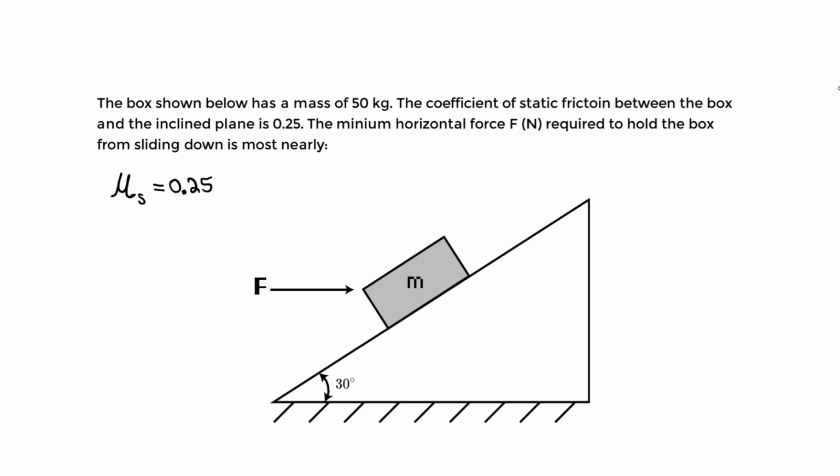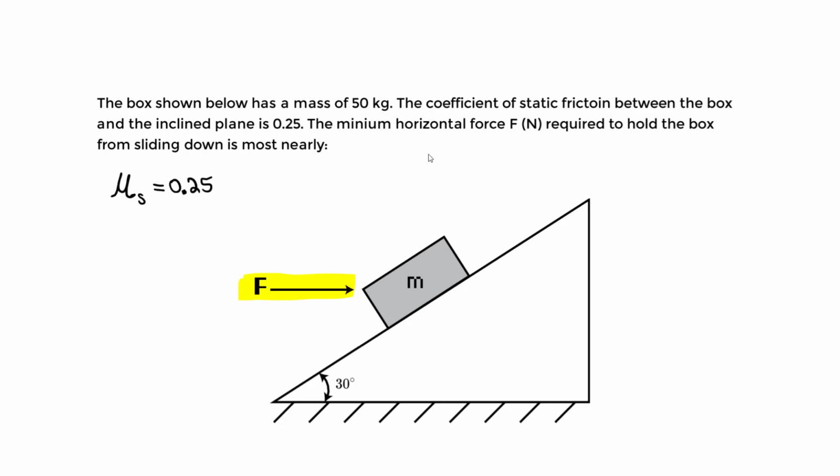We're asked that the minimum horizontal force F in newtons required to hold the box from sliding down is most nearly what? So what's happening here is we want to inhibit the motion downwards. We do not want the box to slide down this way. So we want to find the force that will inhibit that motion downward, right? What is that force required to hold the box from sliding down the incline? So this is what we will find.